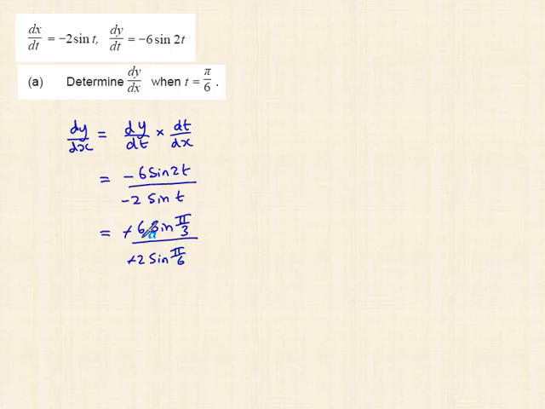These negatives cancel, and these would cancel down to 3 as well. Sin of pi by 3 is root 3 over 2, so that's 3 root 3 over 2 over a half, giving us 3 root 3.